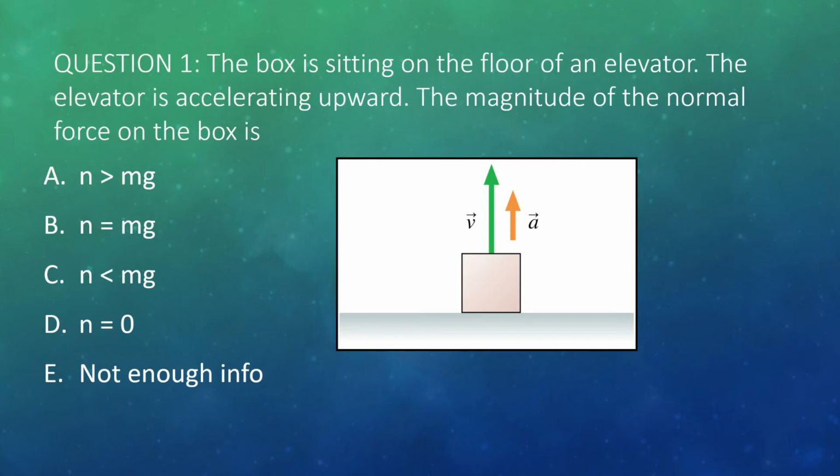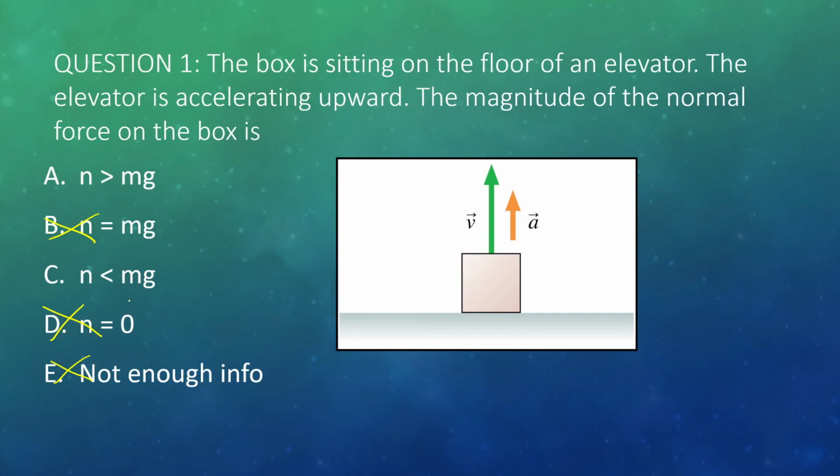Okay. Well, we're accelerating upward, which by definition means there must be a net upward force, meaning they will not be equal, and it can't be equal to 0 because it has to balance the weight force pulling this thing down. So we are either seeing that the normal force is bigger than, smaller than the weight, or there's not enough info. Well, I'll tell you, there is enough info.